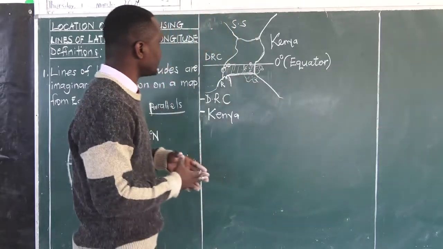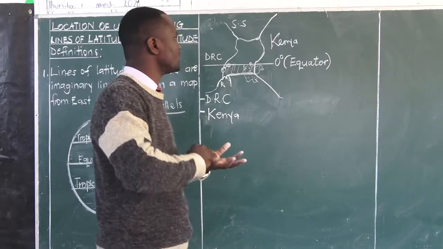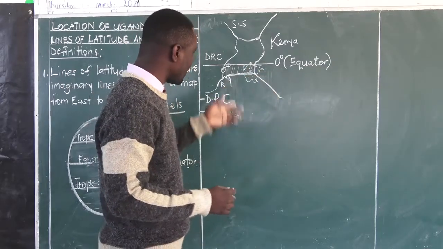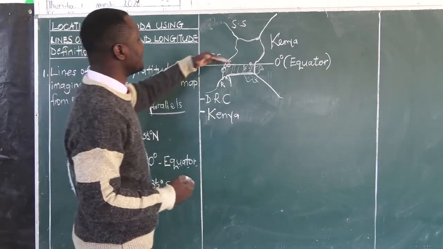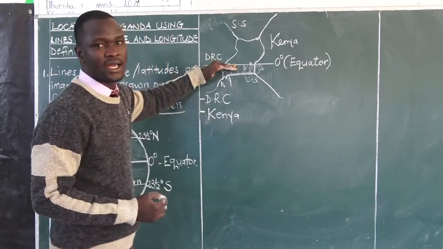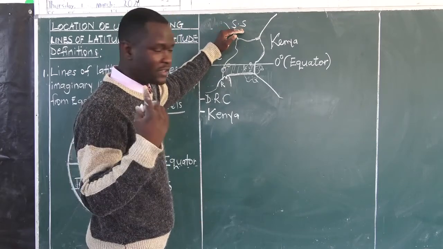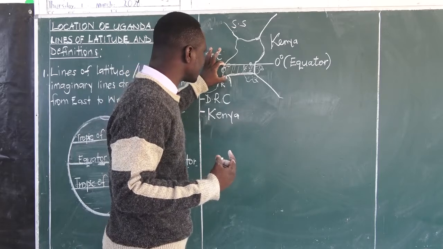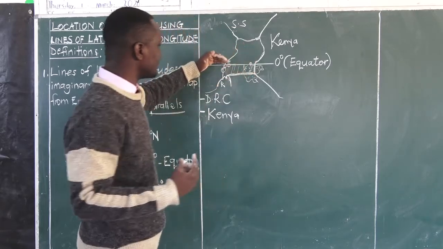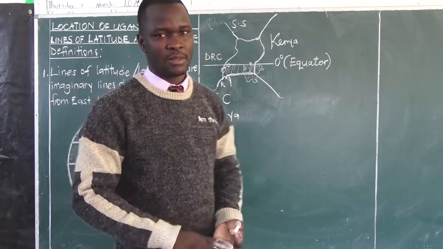Or in which area, in which hemisphere do we find most of Uganda? According to our diagram on the board, we shall be able to realize that the largest portion of Uganda lies in the northern hemisphere. Though we should not forget that we also have the southern part, some portion of Uganda lying in the southern hemisphere.